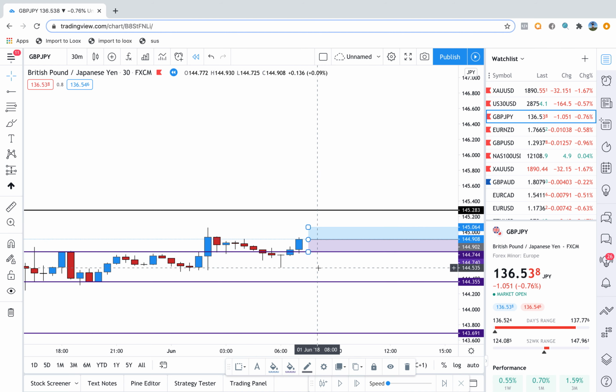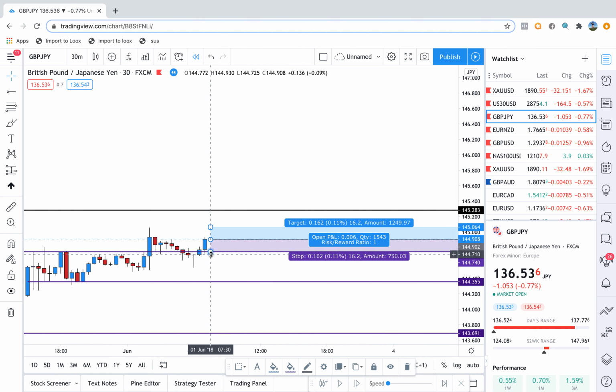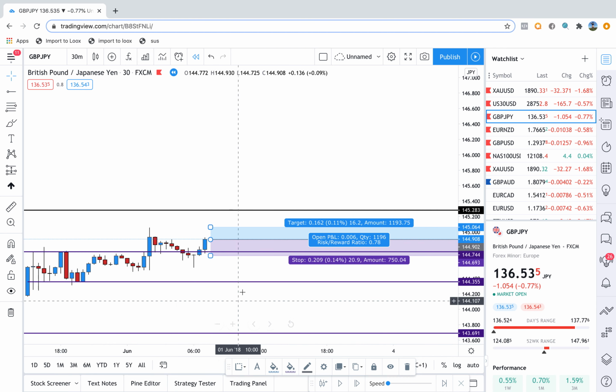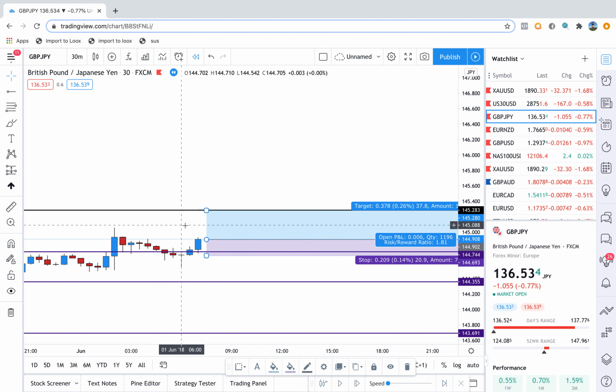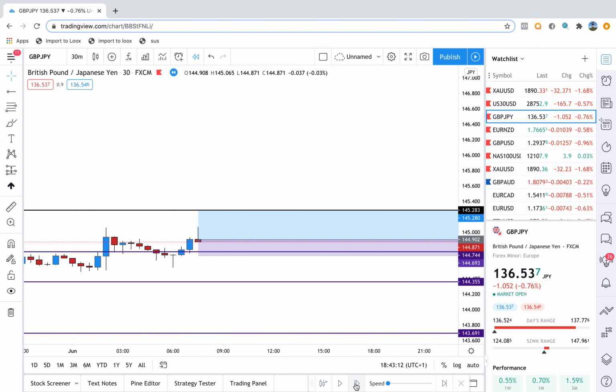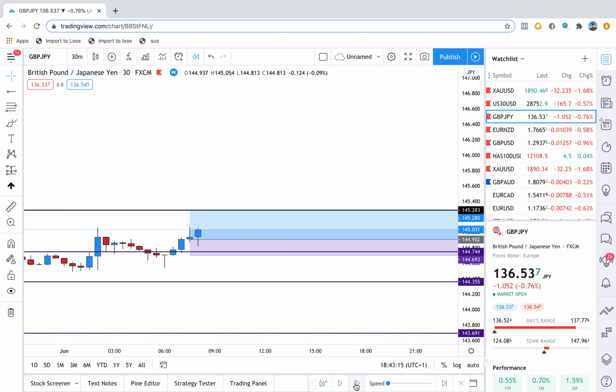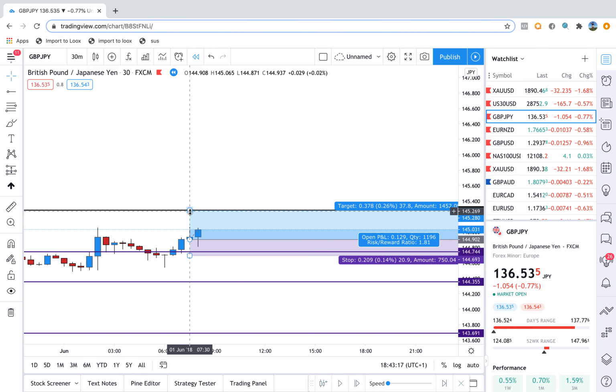Yeah, maybe a bit of a late entry. Let's check out what the stop loss is. So stop loss isn't great at 20 pips, but our target is up here for 37. So let's see where this takes us. Great. So we're currently in profit.